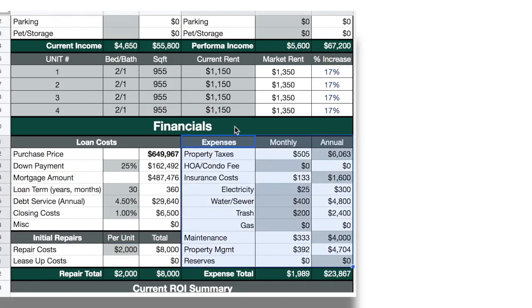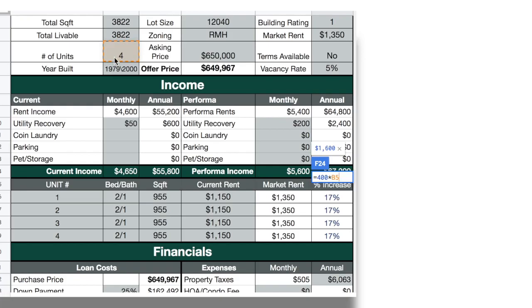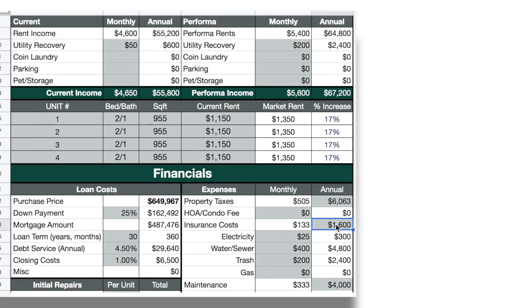Okay, so in this section, your property tax is just going to come off the tax record. HOA, if there is an HOA. Insurance is going to default to $400 per year per unit. So this is populating from here. If you get information from the seller that it's more or less, you can always just change that.